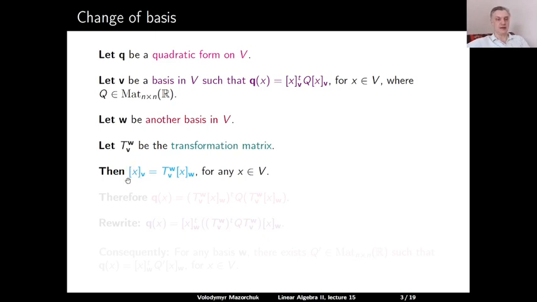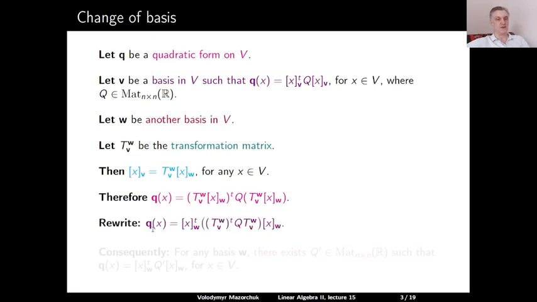So now if we plug this into the formula for our quadratic form, we get that bold Q of x is equal to the transpose of T times x's coordinates in W, times Q, times T times x's coordinates in W. And we can rewrite this as follows. Q of x is equal to the coordinates of x in W transposed, then times the following matrix, T transposed Q T, and then times the coordinates of x in W.